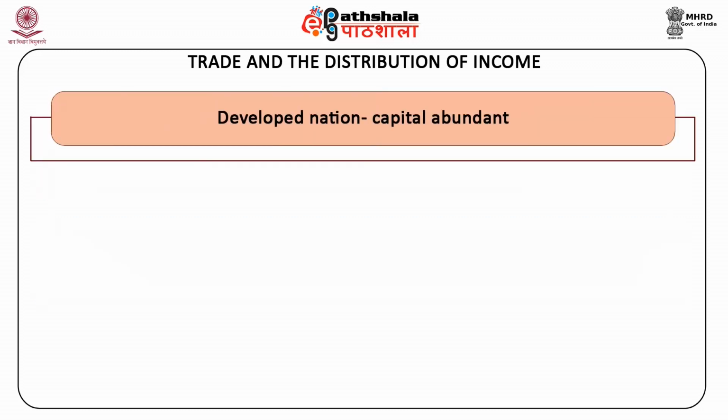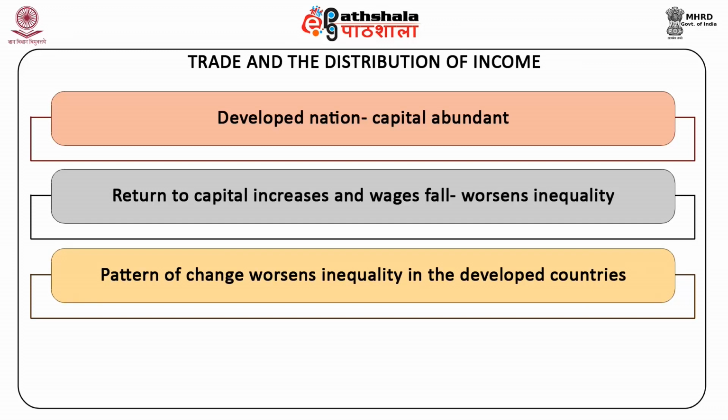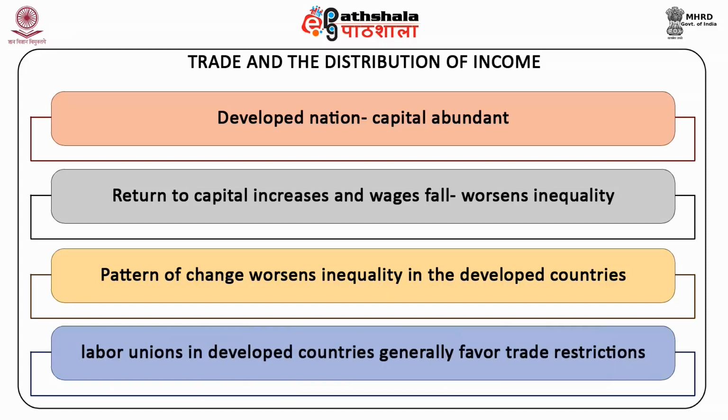Since developed nations are expected to be capital abundant, following the opening of trade, the return to capital in the developed countries is expected to increase and wages are expected to fall. This pattern of change worsens inequality in the developed countries. That is why labor unions in developed countries generally favor trade restrictions. In such cases, a proper redistribution policy is required which can provide relief to labor.